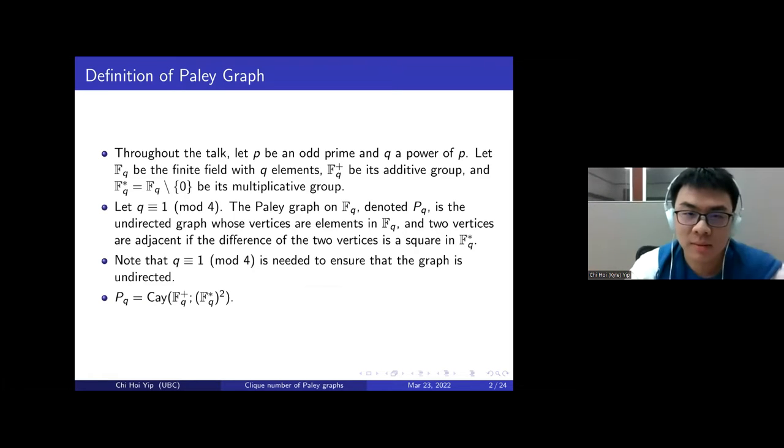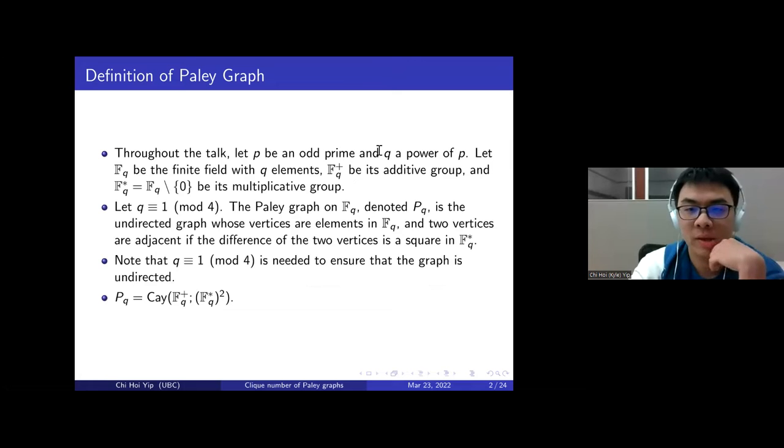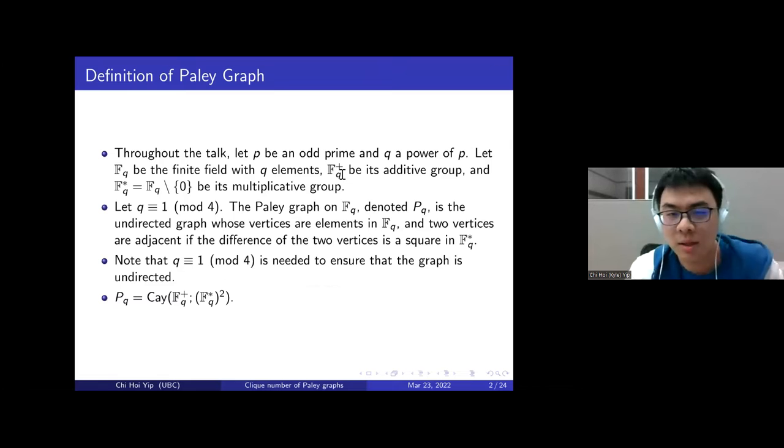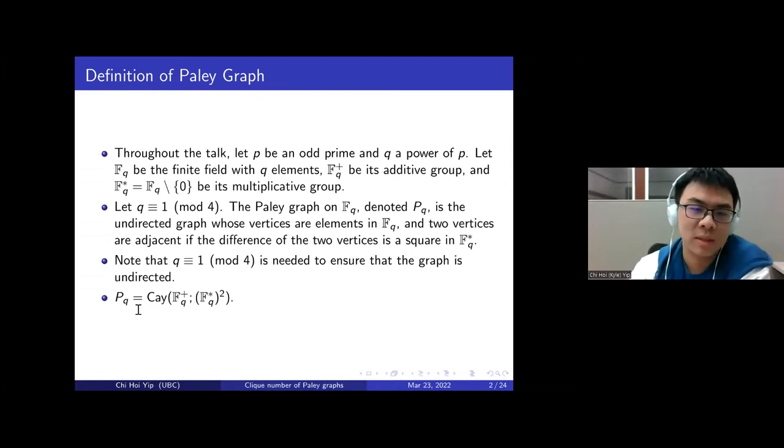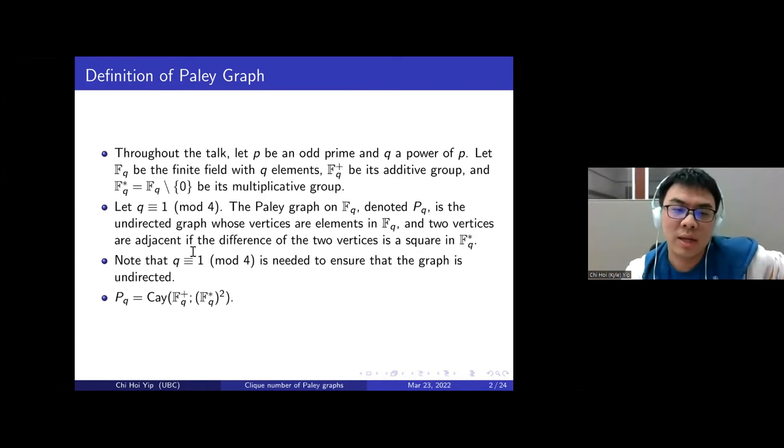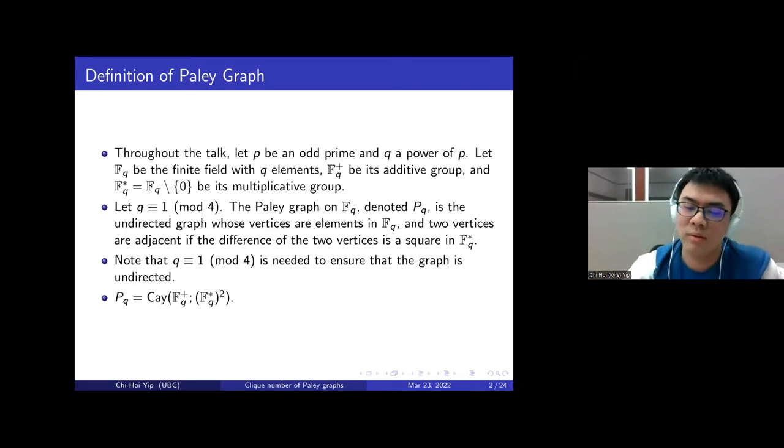So we use the same set of notations. P is a prime and Q is a power of P. FQ is the finite field with Q elements. FQ plus is the additive group of FQ, and FQ star is the multiplicative group of FQ. Similarly, the Paley graph is defined on the additive group of the finite field with the connection set being the set of squares in the field. Because we want to talk about the clique and the clique number in Paley graphs, we need to make sure that our graph is undirected. So that's exactly this congruence condition: Q is congruent to 1 modulo 4.